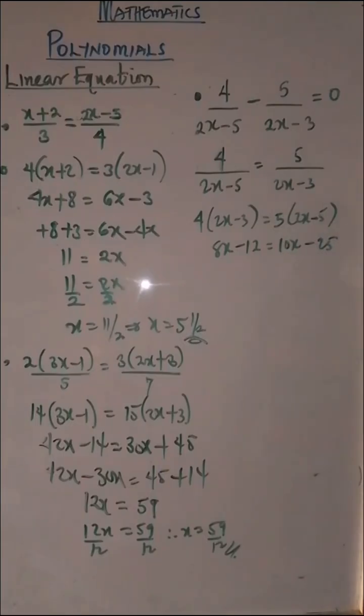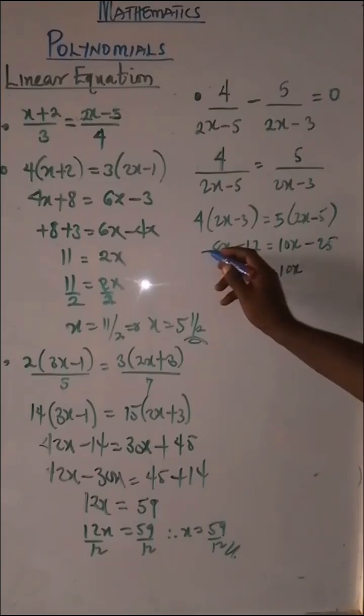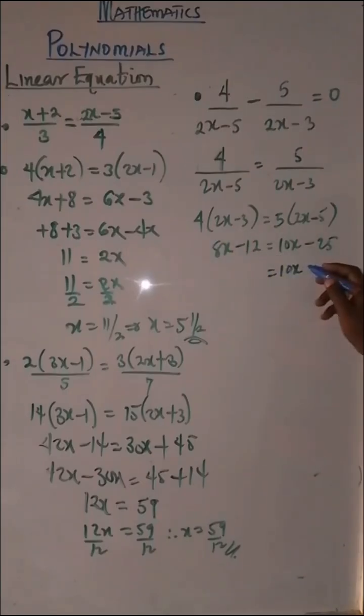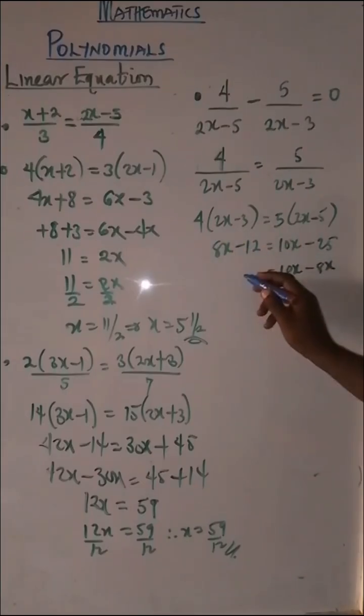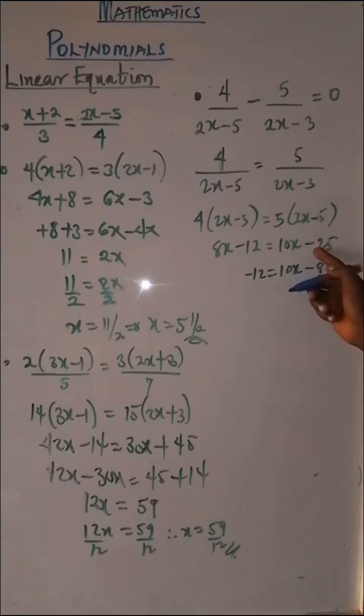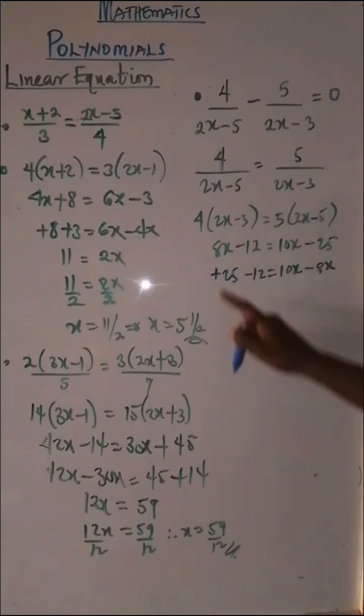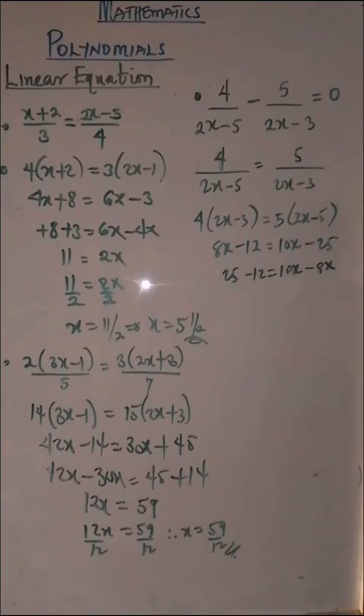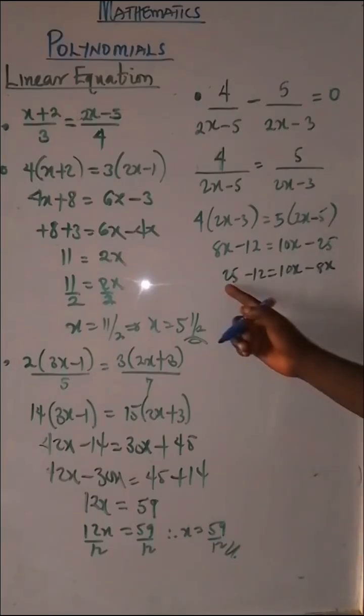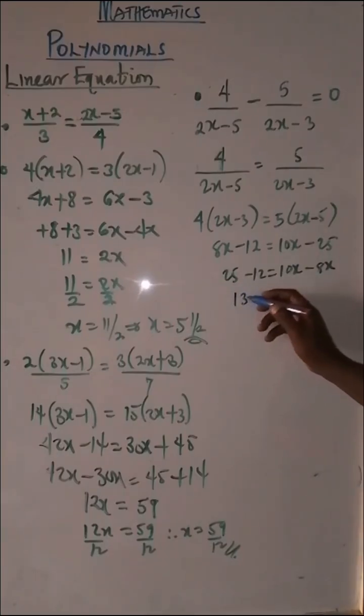So we can collect like terms. This 10x remains. This 8x has a visible plus here. When it crosses, it becomes minus 8x. This minus 12 remains. This 25 is minus. When it comes here, it becomes plus 25. So from here, 25 minus 12 is 13. 10x minus 8x is 2x.